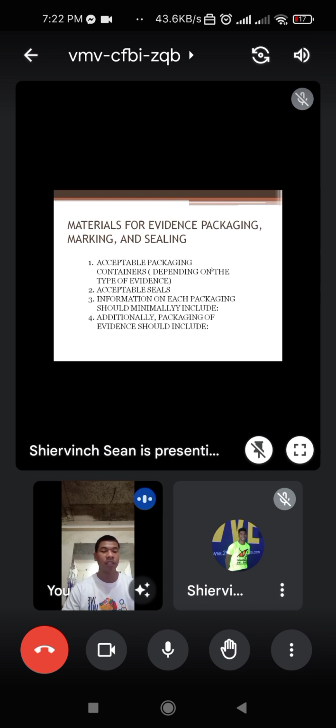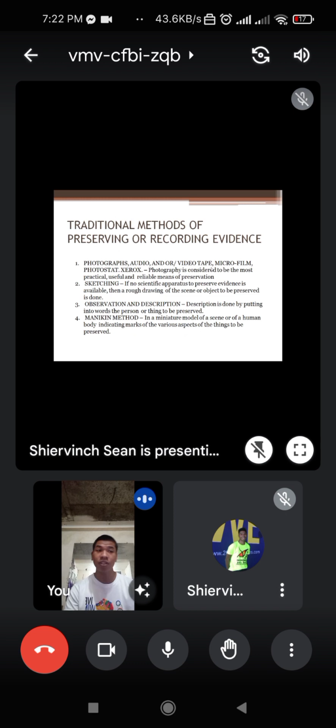Next are the traditional methods of preserving or recording evidence: photographs, audio and or videotape, microfilm, photostats, and Xerox. Photography is considered the most practical, useful, and reliable means of preservation, because a camera is available in many places, and an unlimited number of copies can be reproduced.